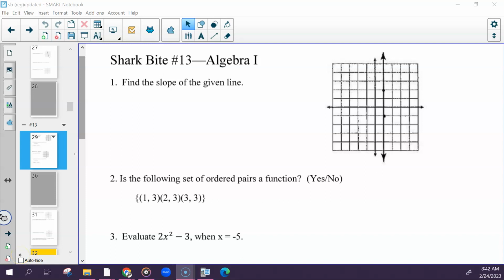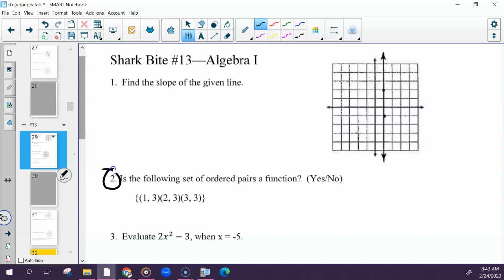On the SharkBite, which questions did we want to see? Go overhead, questions about... The second one, okay. Any others? Three.